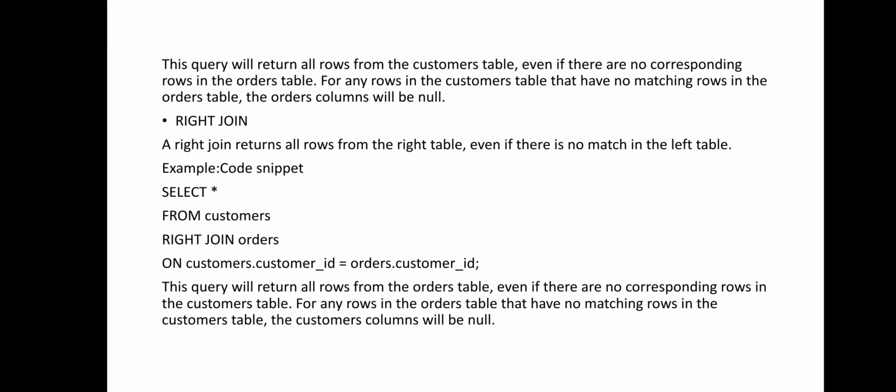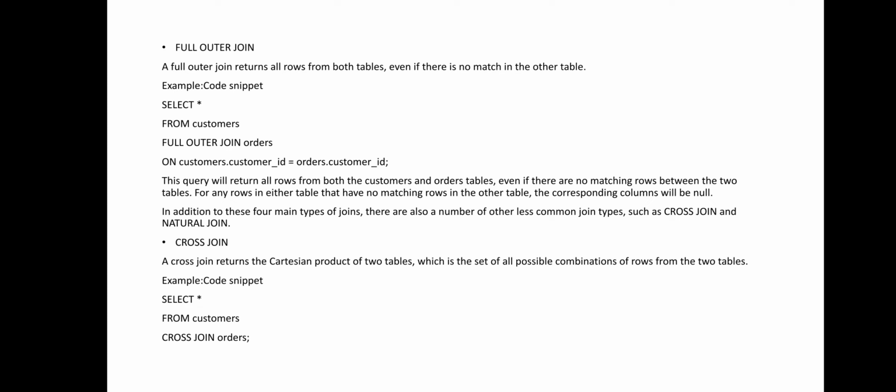For any rows in the customers table that have no matching rows in the orders table, the orders columns will be null. Right join. A right join returns all the rows from the right table even if there is no match in the left table. SELECT * FROM customers RIGHT JOIN orders ON customers.customerID = orders.customerID. This query will return all rows from the orders table even if there are no corresponding rows in the customers table. For any rows in the orders table that have no matching rows in the customers table, the customers columns will be null.